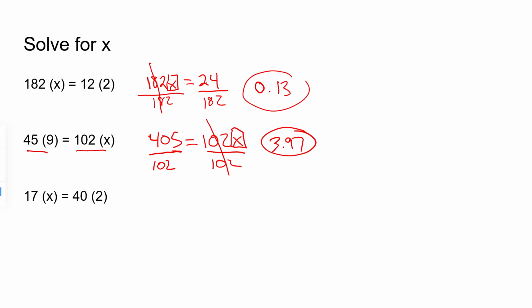And for this last one on this page, combine the terms together. So we have 17x equals 40 times 2, 80. We want to isolate the x, divide away the 17 that's attached to it, divided by 17. 80 divided by 17 equals 4.7.